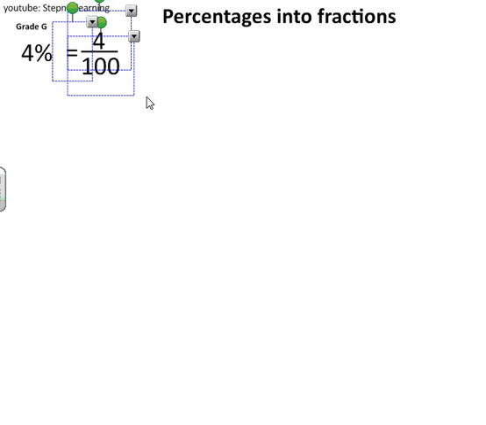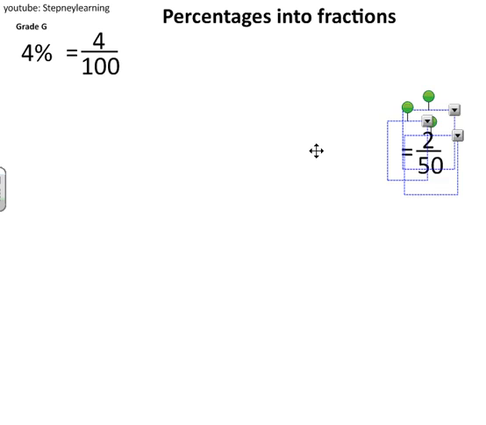Let's do one last example. Let's do 4%. Now 4% again just means 4 out of 100, which we can write like this: 4 out of 100. Now, because they're even numbers, it means we can half them both. So half of 4 is 2, and half of 100 is 50, which can be written like this.